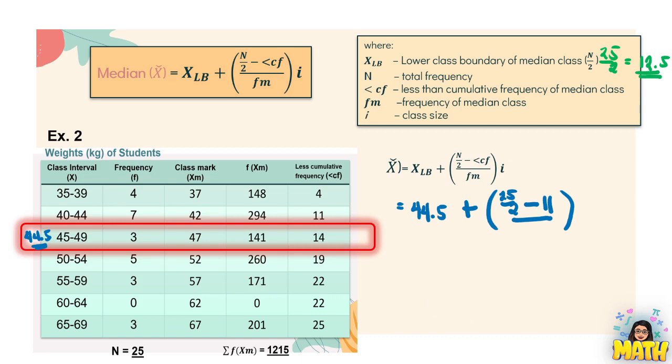Divided by f of m, which is the frequency of the median class. Ito ang ating median class at ang pinaka-frequency dyan is 3. So, divided by 3 times i, which is the class size. So, ang ating class size from 45 to 49, ilang piraso po iyon? 5 piraso din. Therefore, we'll have here times 5. Okay? So, now that we have substituted the data, let's just compute for the following.